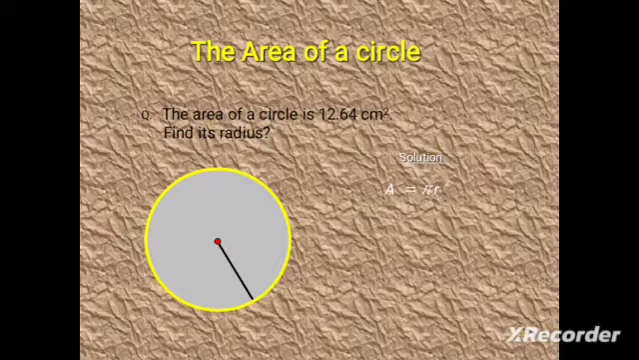So of course, we have our formula, area is equal to pi r squared. Then we substitute so that we are left with r as the subject of the formula. So r squared is equal to 4 centimeters. To remain with r, we square root both sides, and so the radius of this circle is 2 centimeters.